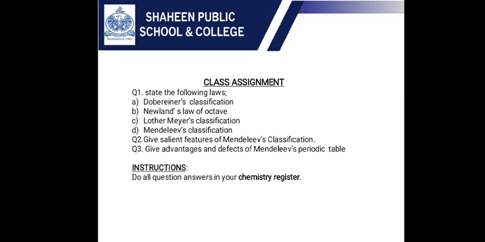Coinage means the metals from which we make coins, like copper, silver and gold. Alkali metals, as I told you in my lecture, are lithium, sodium and potassium.